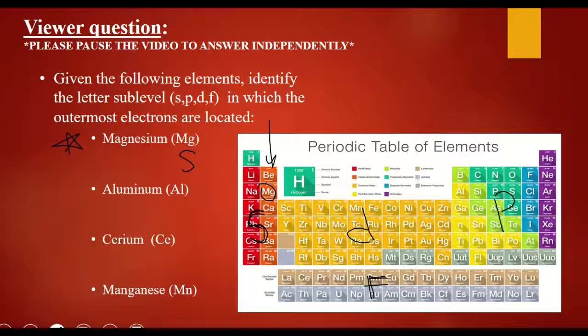The next one that it gives us is aluminum. Aluminum is located right here, and we know that this is in the P sublevel. The next element is cerium. That is located right here. That is in the inner transition metal group, and therefore it's in sublevel F. And the last element that it gives us is manganese, right here, and that is in the sublevel of D.